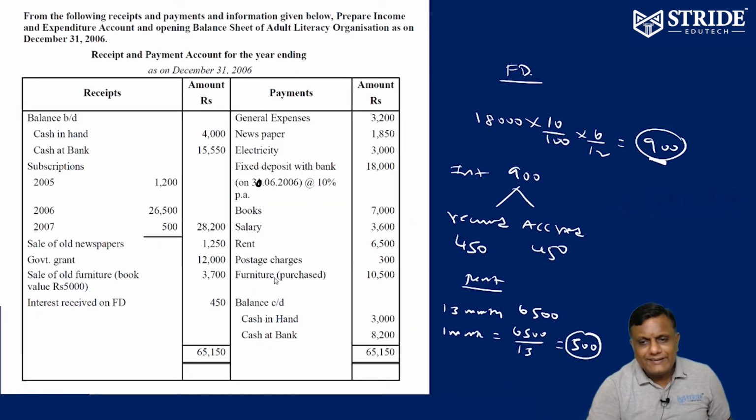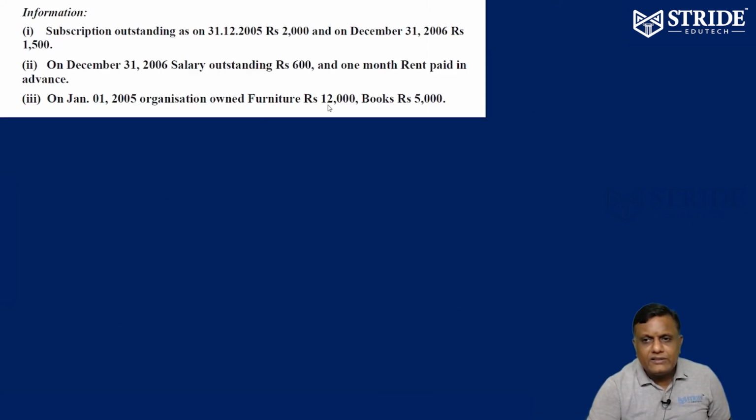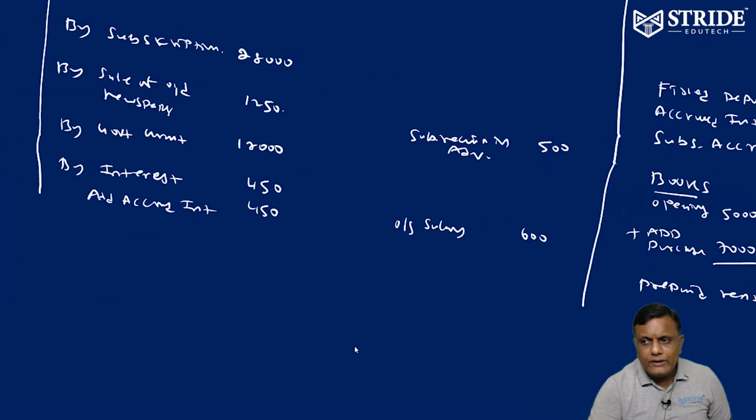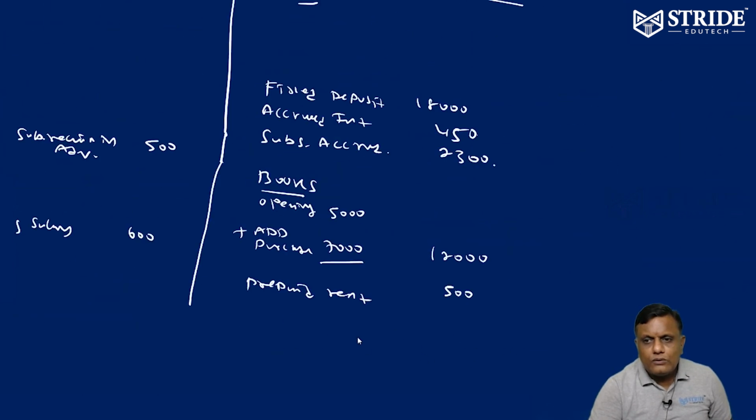So furniture, yes. Furniture we have purchased 10,500. Sold 5,000. Is there any opening furniture? Yes, 12,000. Opening furniture is available, 12,000. So the logic is this: opening furniture and opening books, last year's balance sheet also we have to show. Let me try one by one slowly.